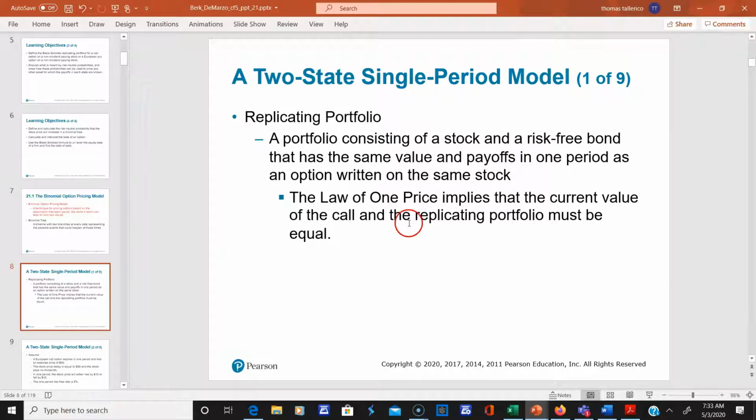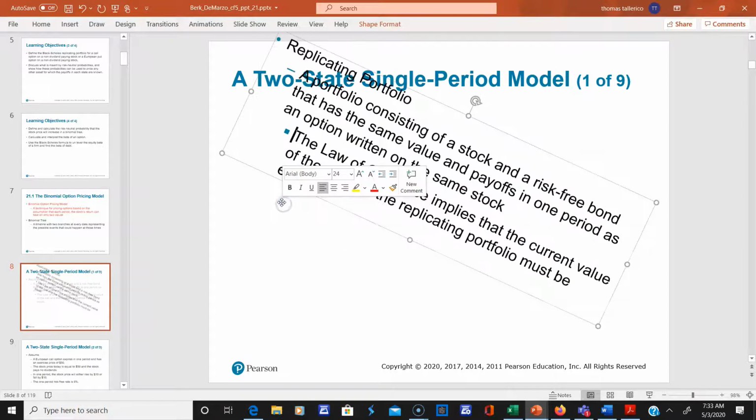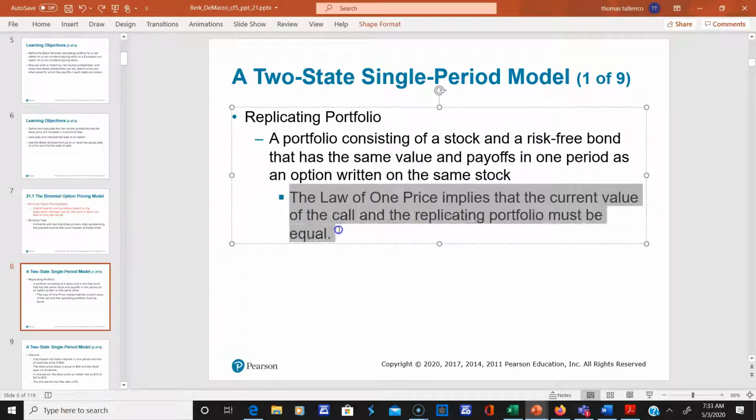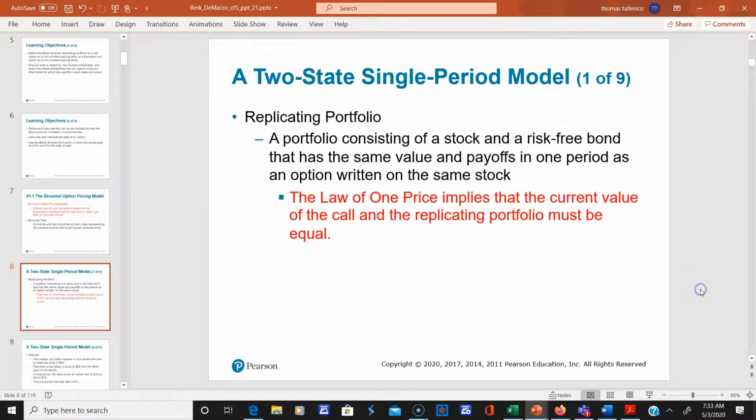Basically, again, you need the law of one price. It tells you that the current value of the call and whatever portfolio you put together to replicate it has to be equal. And also if you use the Black-Scholes model, either way, you've got to have one price.